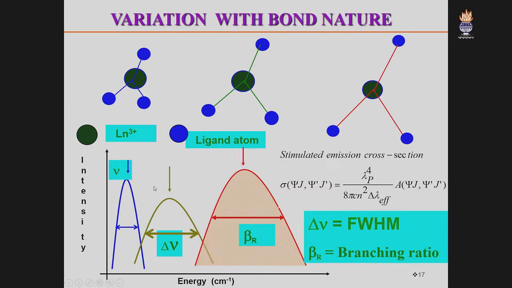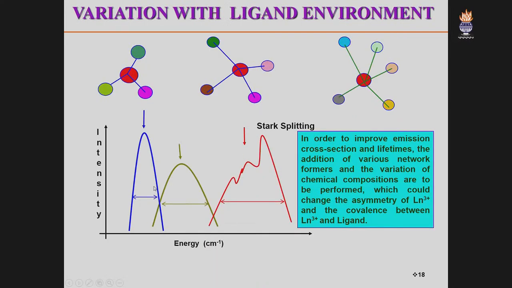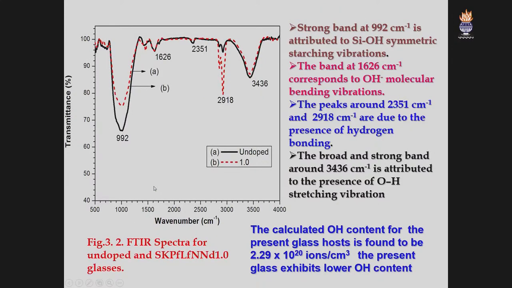Sometimes we are using this spectra, and we can analyze it to know how much absorption takes place, what is the transmission, all these things. I will not go into detail about this. Here also, in order to improve the emission cross section and lifetimes, the addition of various network formers and the variation of chemical compositions are to be performed, which could change the asymmetry of lanthanides and the covalence between the lanthanides and ligand.